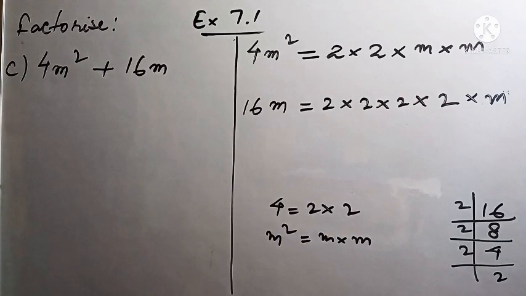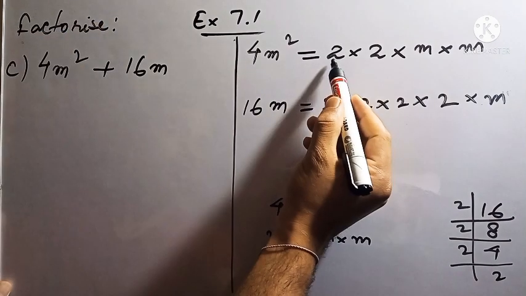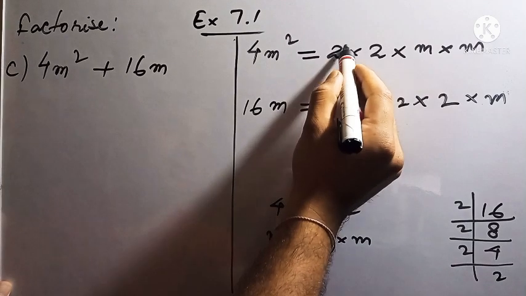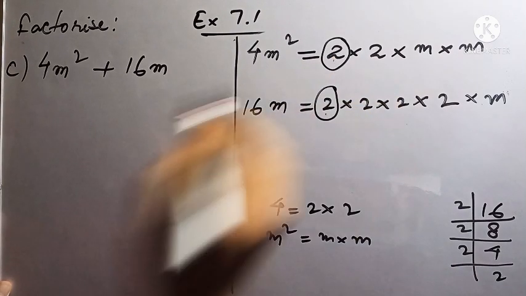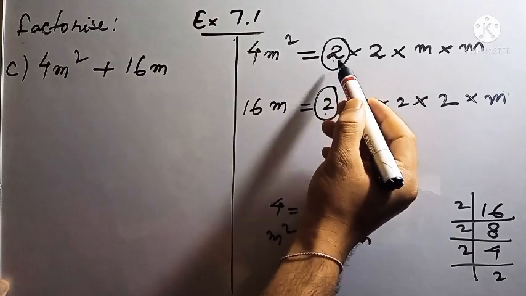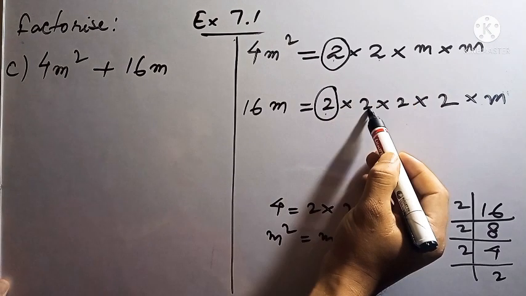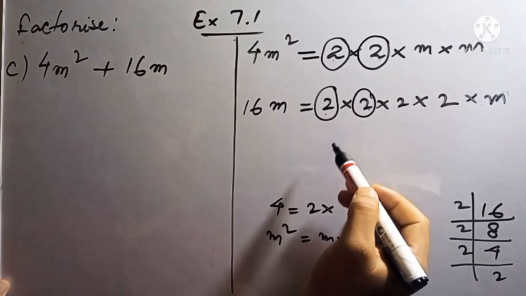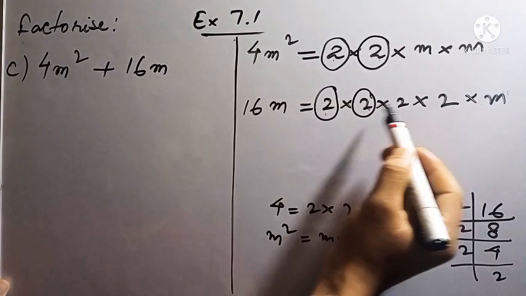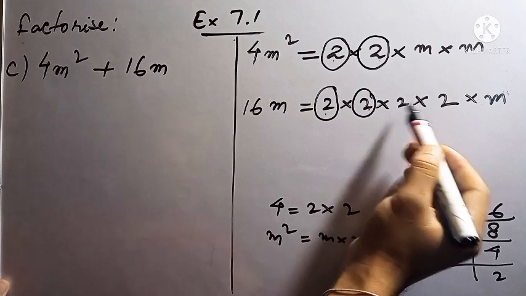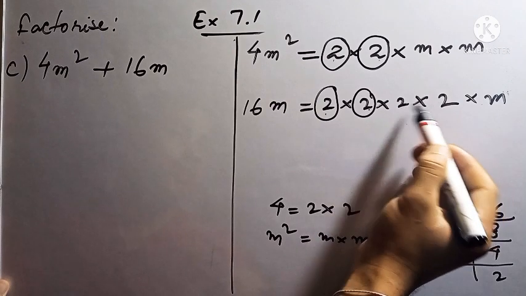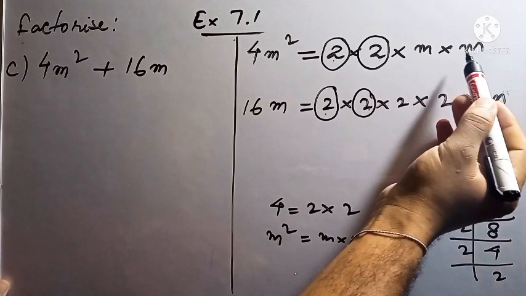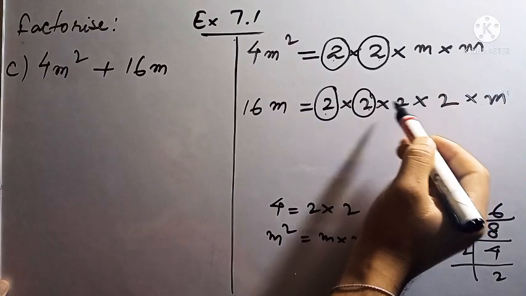Let us identify what are the factors which are common. First, we have here 2, and again we have here 2. That means this 2 is a common factor. Again we have here 2, and again we have here 2. That means again this 2 is a common factor. Next, let us see once. Still we have 2 here, but there is no other 2 here. So we'll just leave it.